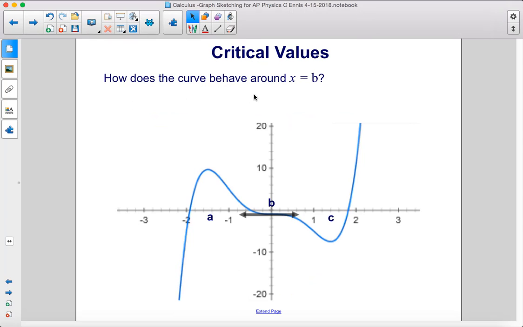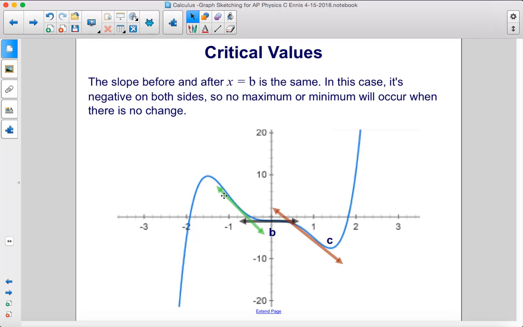How does the curve behave around x equals b, here? Well, the slope before and after x equals b is the same. In this case, it's negative on both sides, so no maximum or minimum will occur when there's no change.